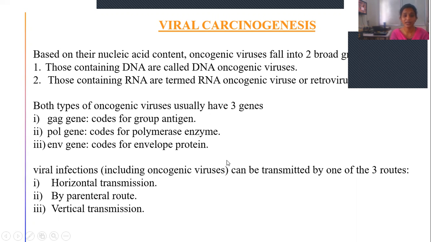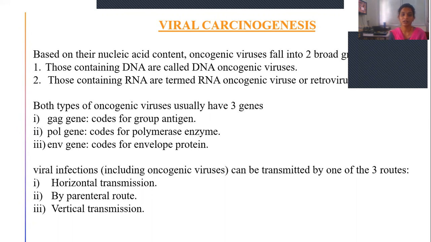The transmission of viral infection takes place by three routes. One is horizontal transmission, which includes direct contact with the patient or inhalational exposure, through droplets of mucus, or direct transmission by skin touch. All those come under horizontal transmission.